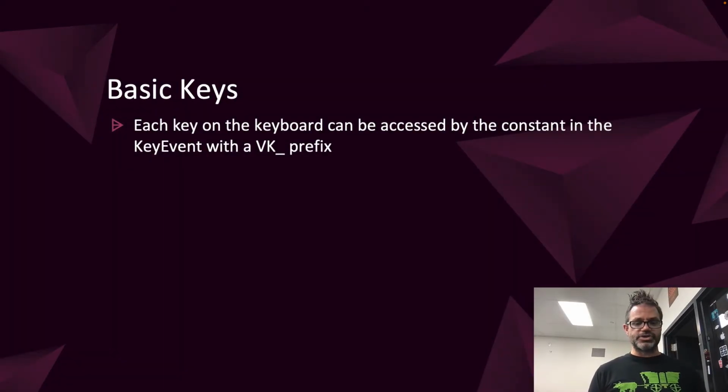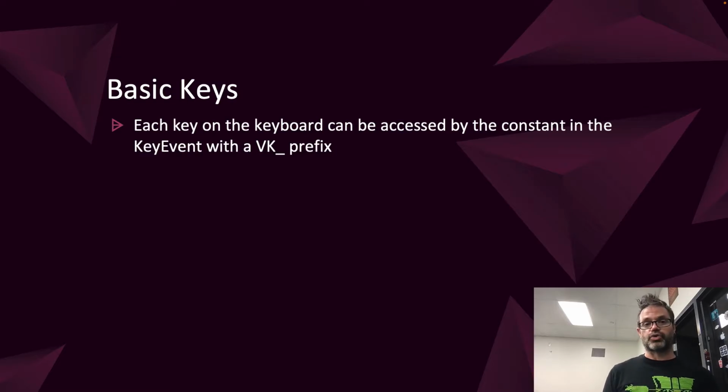Now your basic keys are all the keys that you see on your keyboard, and each key can be accessed from the KeyEvent with a VK underscore and then the name, looking like VK_0, VK_A. So I can simply talk to the key by using that as the actual name for it. So KeyEvent.VK_ whatever we're working for. It's just a constant that's built into the KeyEvent that says which key we're talking about. It's just an int that's stored in there, but that's how I actually talk to each individual key.